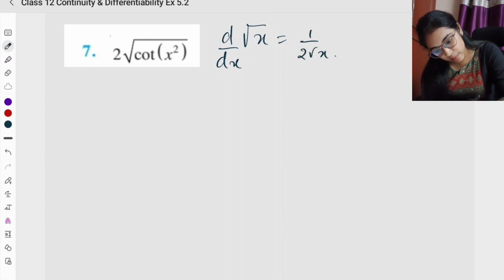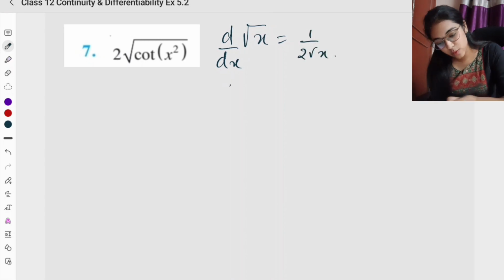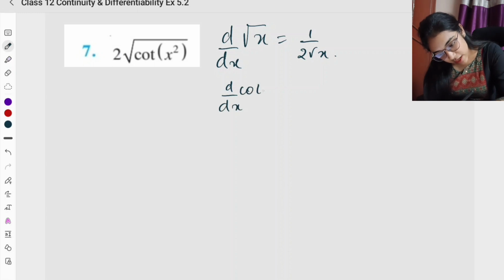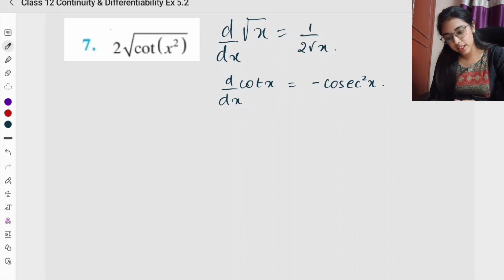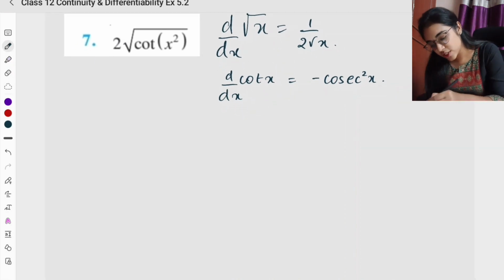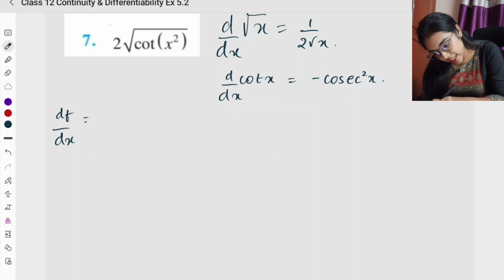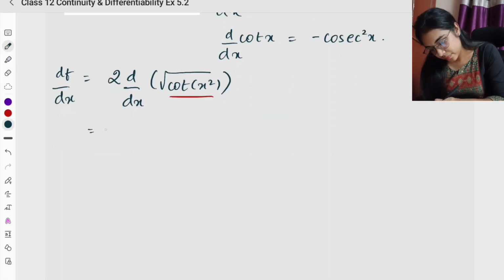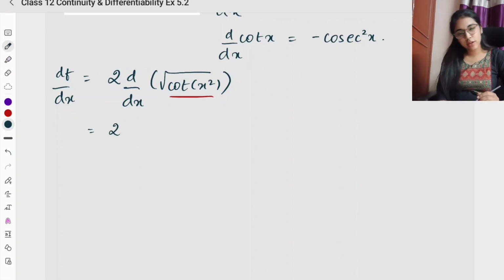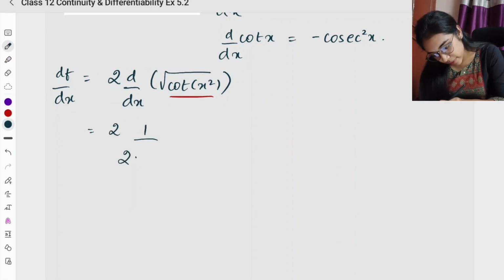So 1 divided by 2 root x and I have cot x. So what is my derivative of cot x? d by dx of cot x is going to be minus cosecant square x. So this is my derivative of cot x. அதுக்கப்புறம் உள்ள x square term இருக்கு. So now I need to differentiate each and every term. So this is my f of x. So what is my df divided by dx? It is going to be 2 times, 2 is a constant, times d by dx of square root term. So square root of cot of x square equal to 2 times d by dx of root x enna? It is going to be 1 divided by 2 root x.